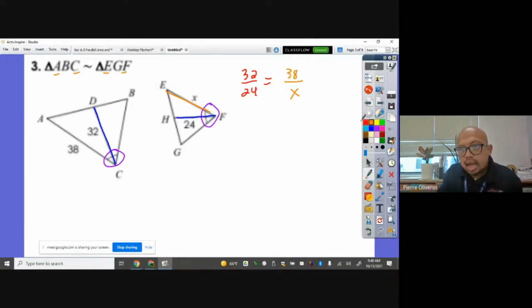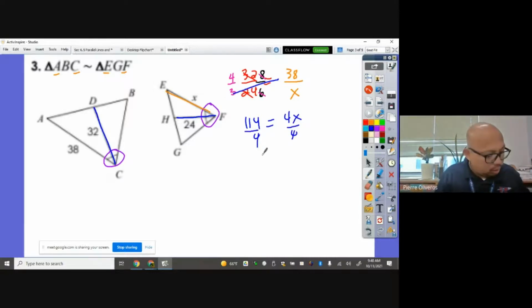I know that 32 and 24 are divisible by 4. So if I divide by 4, this will be 8 over 6. I can still work it out. I can divide the 8 by 6 by 2, so 4 and 3. So therefore, I can cross multiply 3 times 38. 3 times 38 is going to be 114, and 4 times x is 4x, obviously. Divide by 4, divide by 4. So divide this by 4. The answer is 28.5 is equal to x.